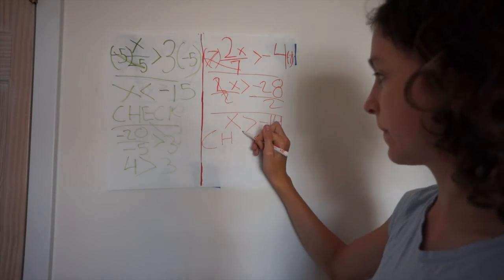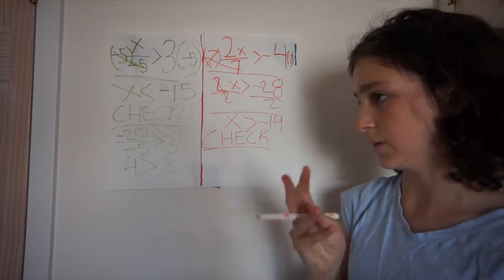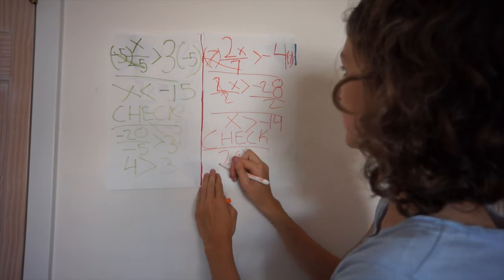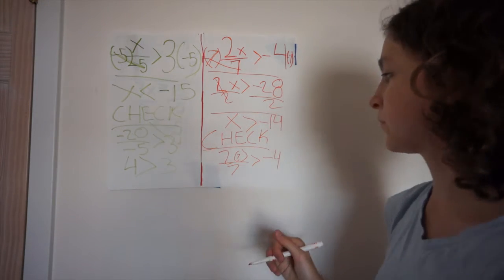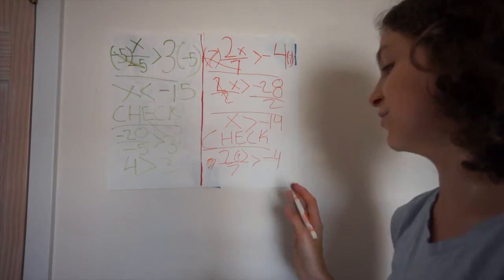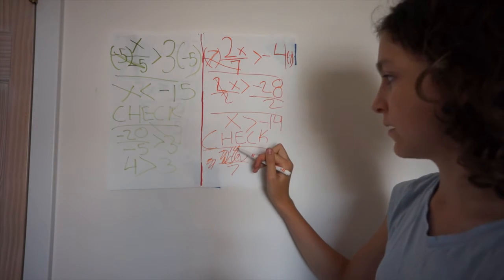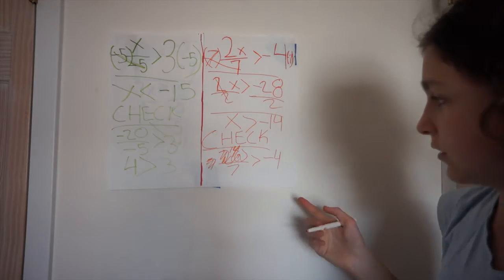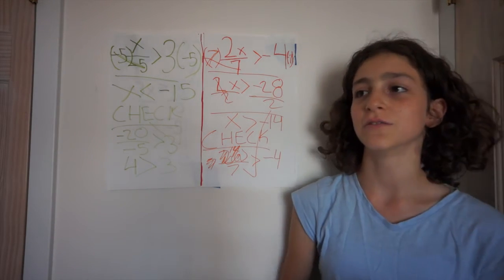To check, we can use any number. I'm going to use 7 again. So 2 times 7, divided by 7, is greater than negative 4. 2 times 7 is 14, and 14 divided by 7 is 2. So 2 is greater than negative 4. So this is good.